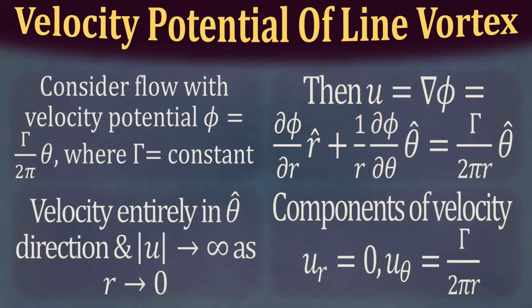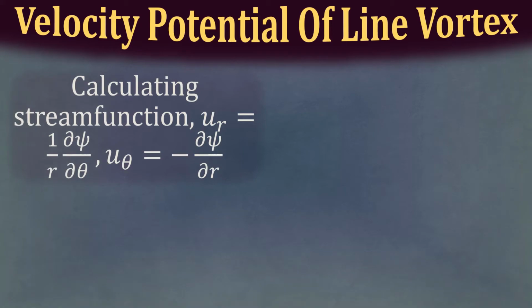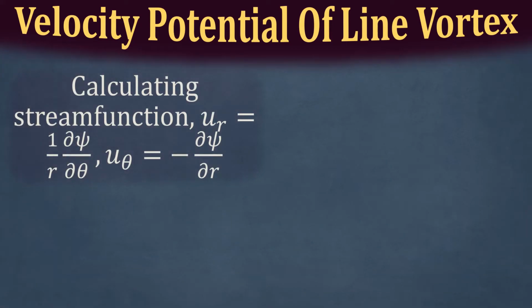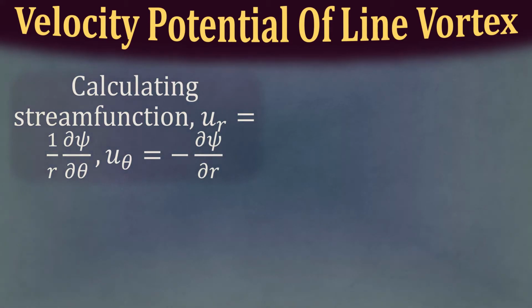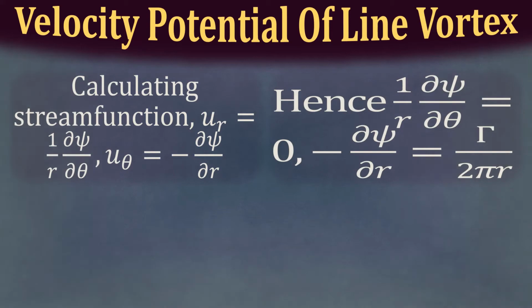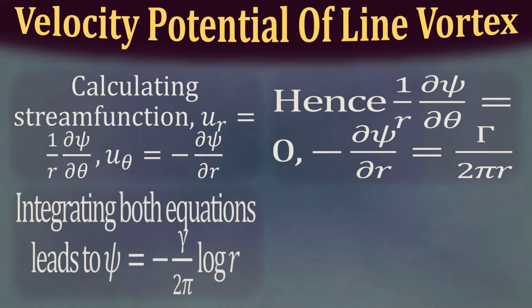Calculating the stream function, we have that u_r is equal to 1 over r times the partial derivative of psi with respect to theta, and u_theta is equal to minus the partial derivative of psi with respect to r. Hence, 1 over r times the partial derivative of psi with respect to theta equals 0, and minus the partial derivative of psi with respect to r is equal to gamma over 2 pi r. Integrating both equations leads us to psi is equal to minus gamma over 2 pi log r.